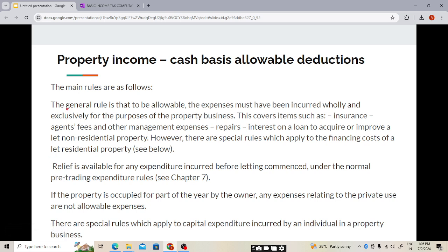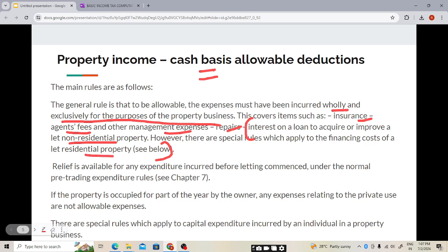So what is the general rule? What expenses are allowed? The expenses which are paid in cash in the year, whether they relate to the previous year or future years, but wholly and exclusively for the purpose of the property business. Examples are insurance, agent fees, other management expenses, repairs. When it comes to interest, we have different rules for non-residential property and residential property. For residential property, we will be further covering the rules.